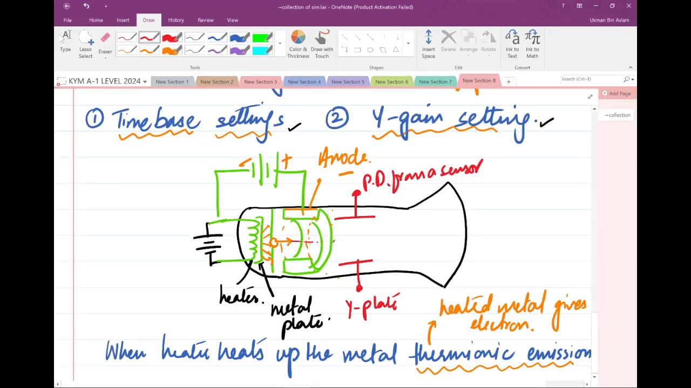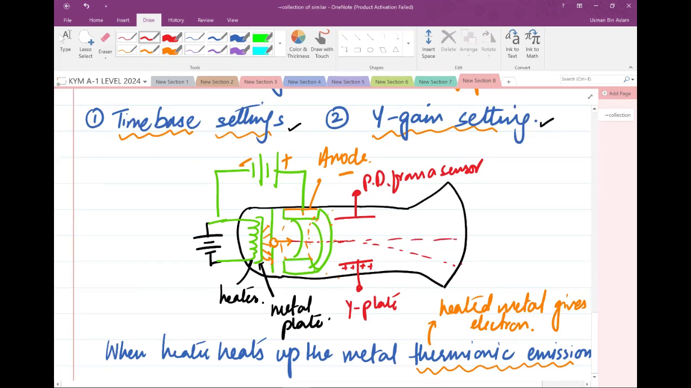So the electron beam that has been attracted forwards towards the right hand side, the Y deflecting plates are going to cause that electron beam to get deflected either upwards or downwards, depending on which of these metal plates is positive. Let's say the bottom plate is positively charged. That means the electrons, which are negatively charged, will experience a downward force. So the electron beam, instead of going straight, is going to get deflected in the downwards direction.